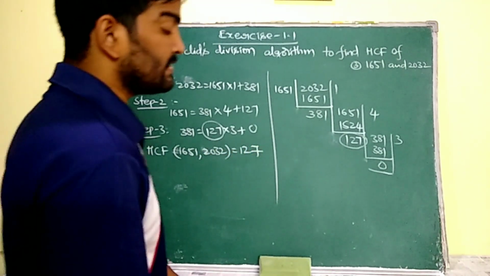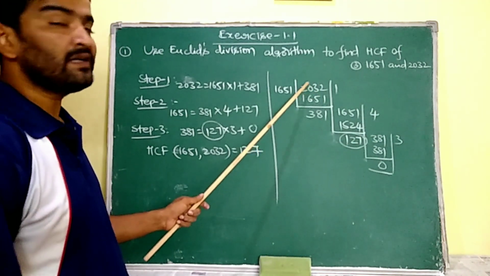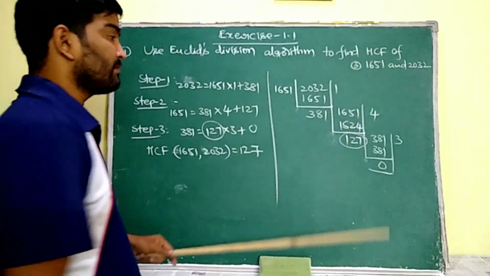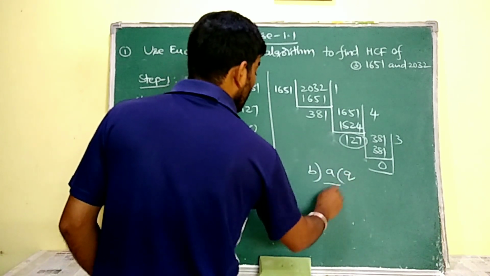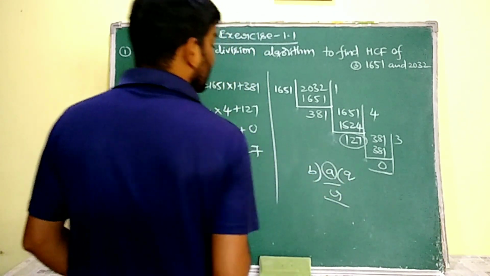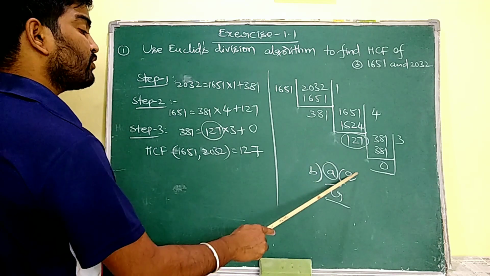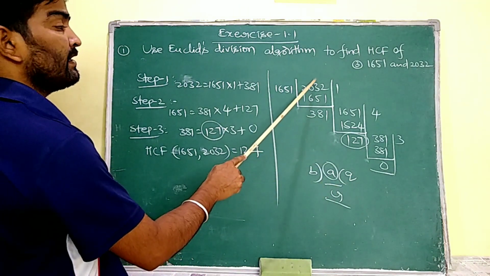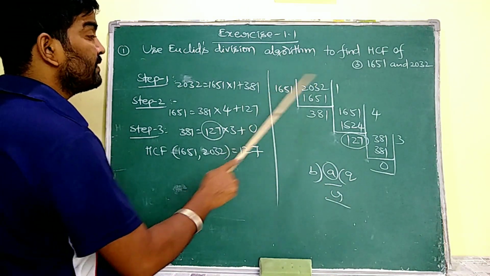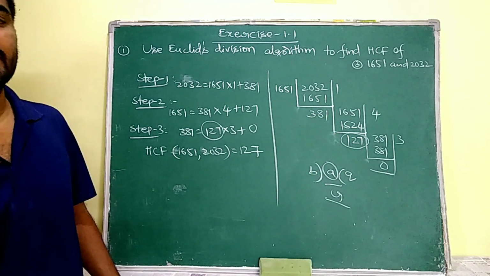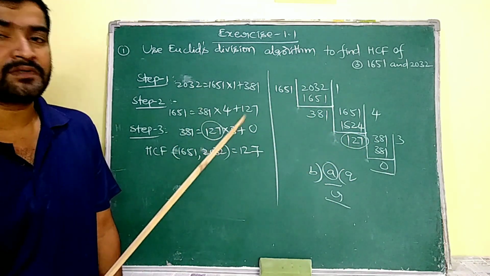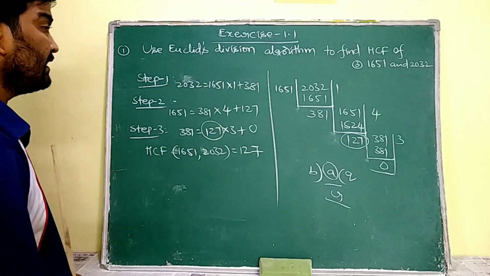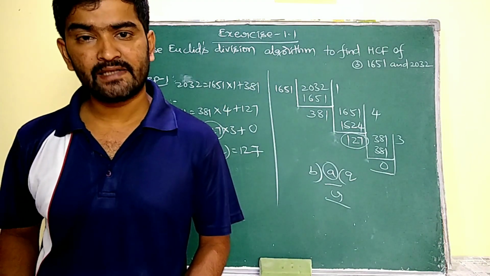You just have to write each step by considering A is equal to BQ plus R. Every time this is A, so A is equal to B into Q plus R. In a similar way, this is A, and A is equal to B into Q plus R. These are the steps. Here we have 3 divisions, so we obtained 3 steps. In this way we calculate the HCFs.